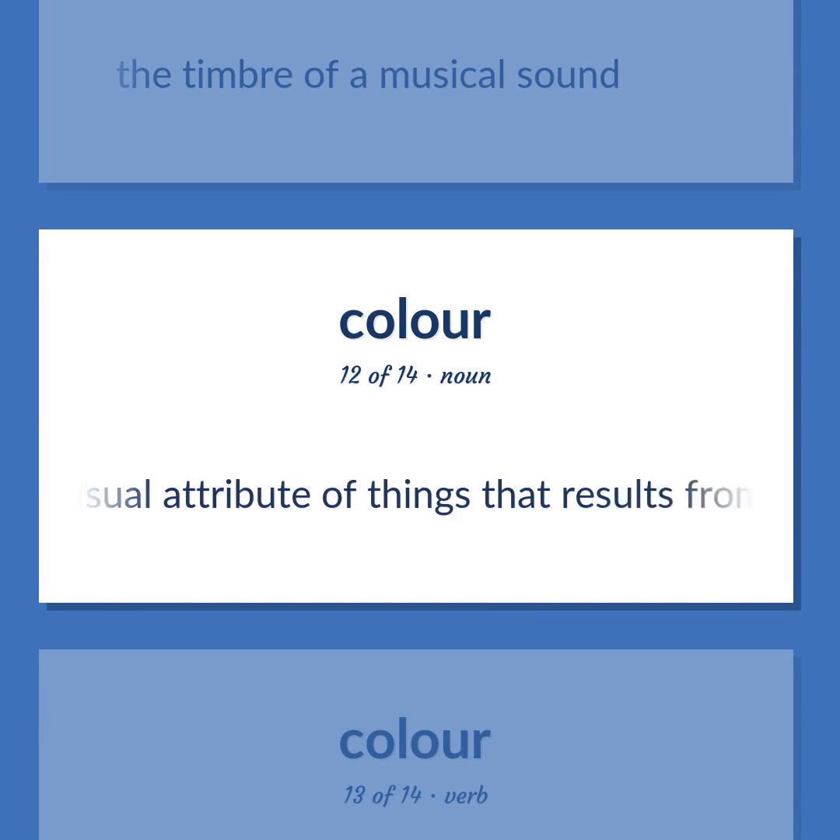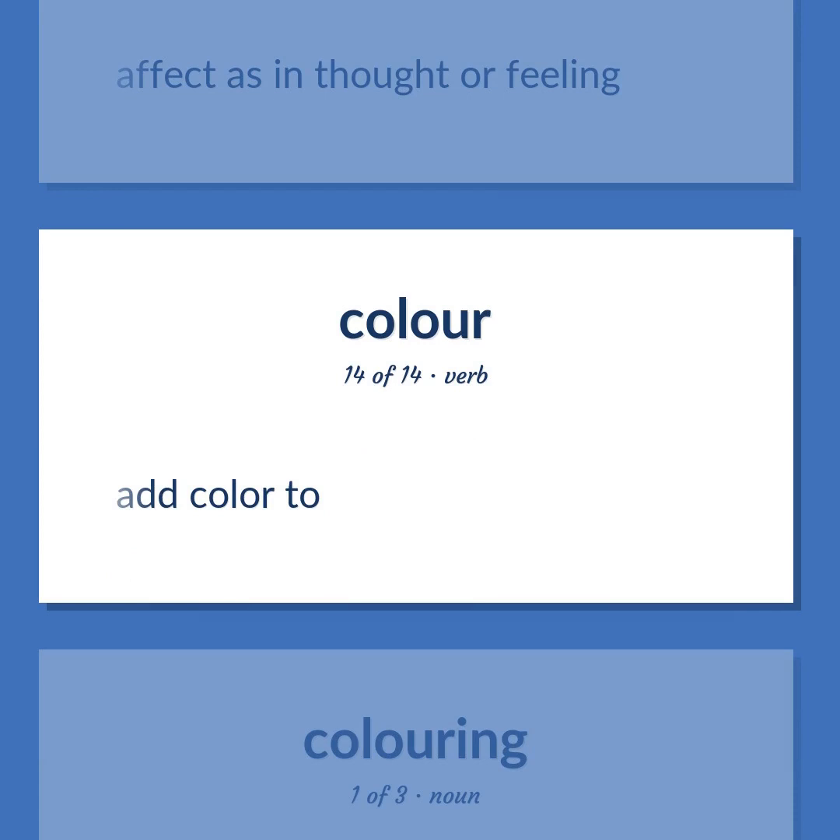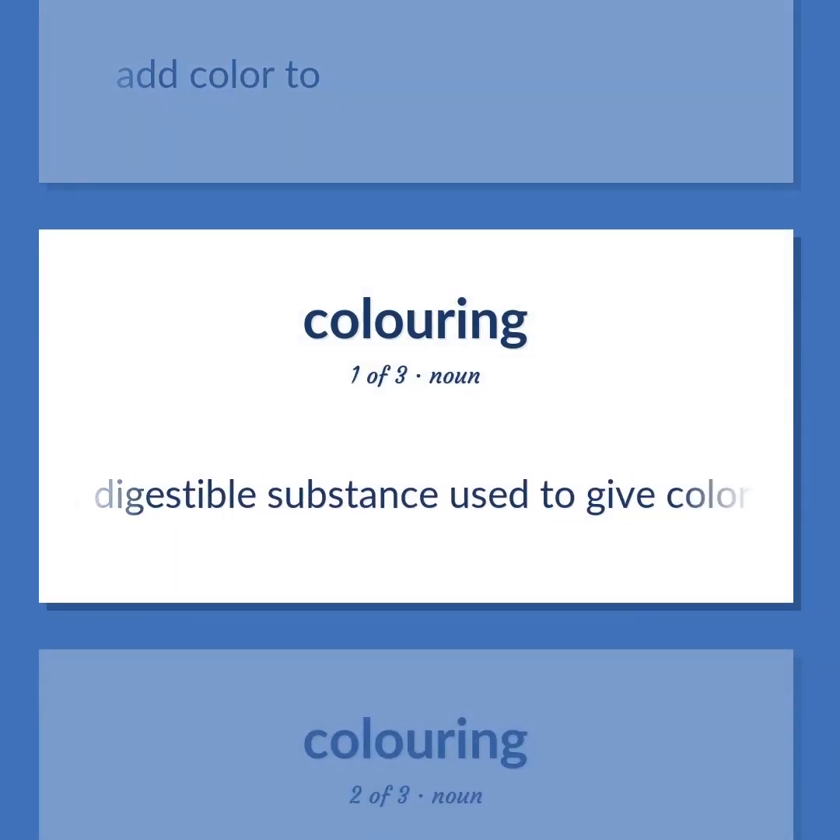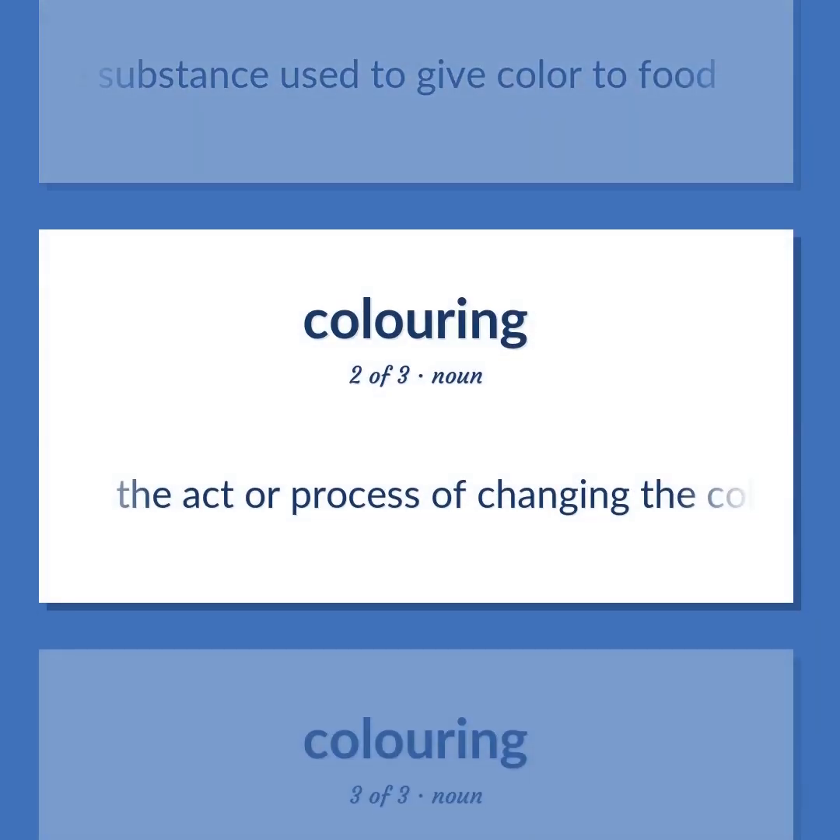A visual attribute of things that results from the light they emit or transmit or reflect. Effect as in thought or feeling. Add color to. A digestible substance used to give color to food. The act or process of changing the color of something.